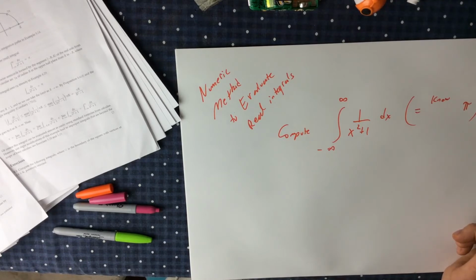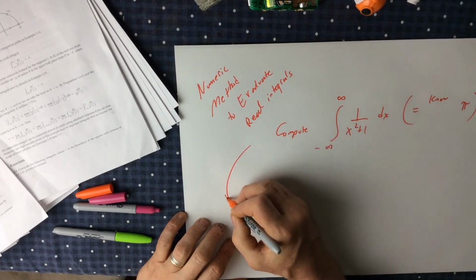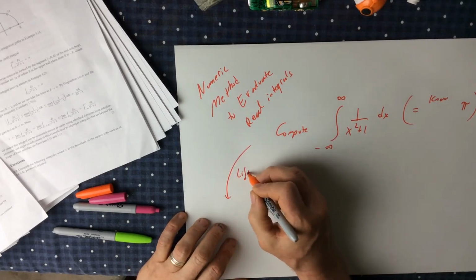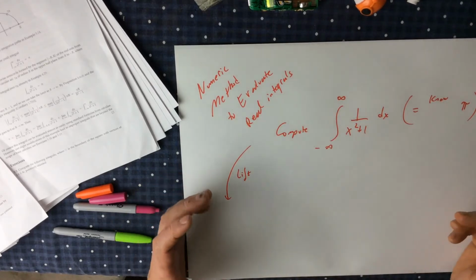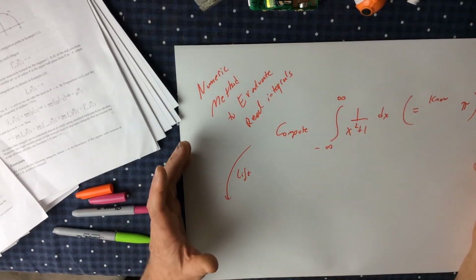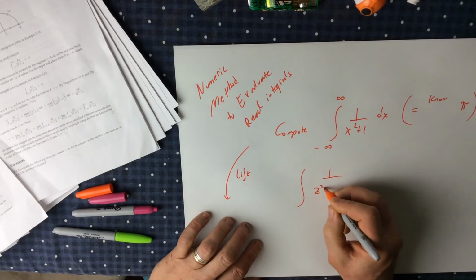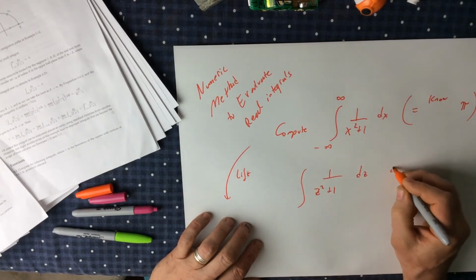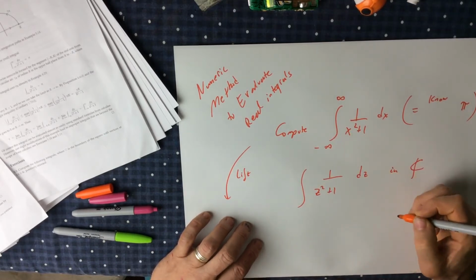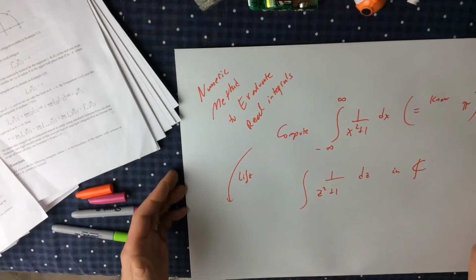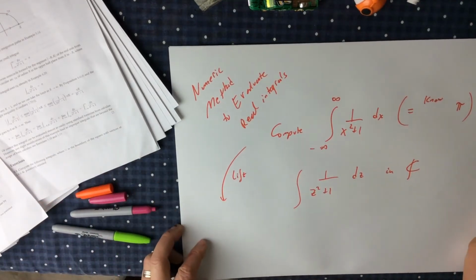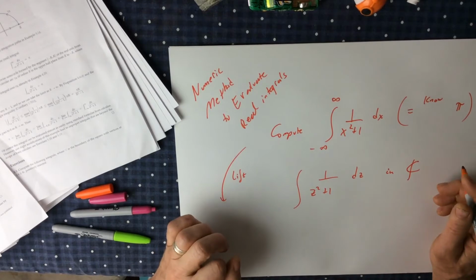But we're going to do it in a very different way. Instead, we're going to do something called lifting. We're going to lift the problem into a bigger and a harder world. We're going to do an integral of 1 over z squared plus 1 dz in the complex plane. We've lifted ourselves. We made the problem in a greater context, in a greater difficulty.